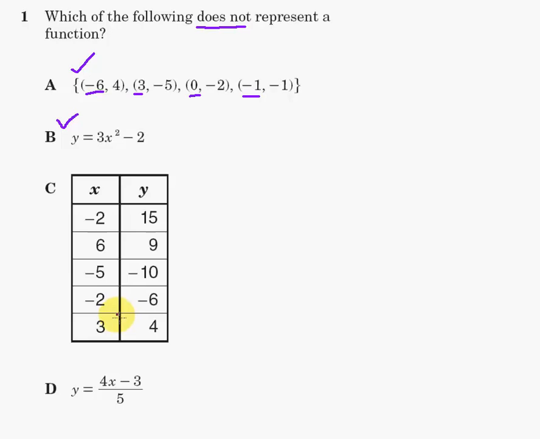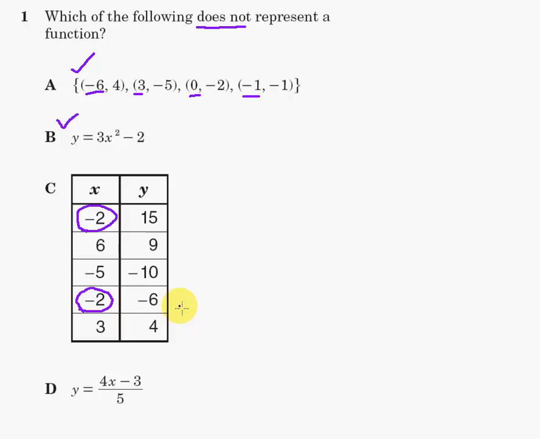This next one is a table. So again, I'm going to look at my x values and look for repeaters. And I see I do have a repeater. -2 is listed twice. And one time it maps to 15 and the other -6. Remember our function machine? You have to know what you're going to get out when I push a certain button. So when I push the -2 button, sometimes I get 15, but sometimes I get -6. So this one is not a function.